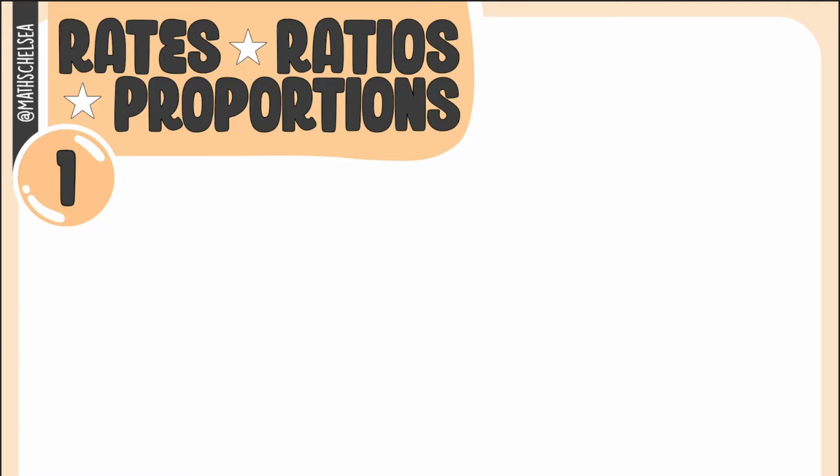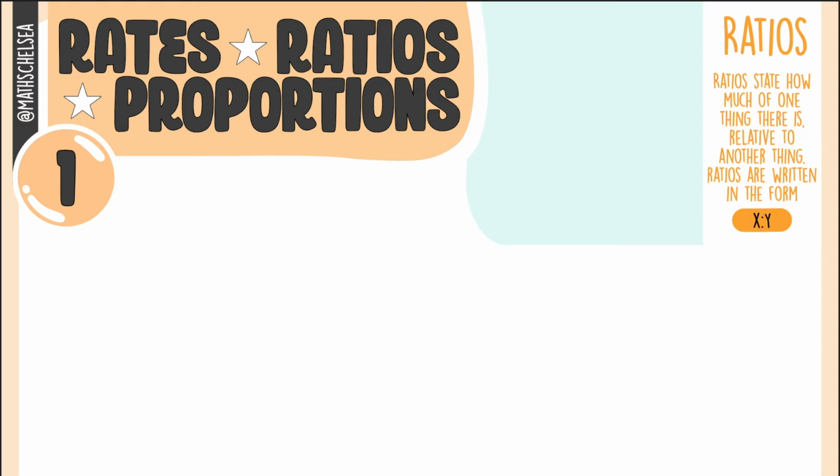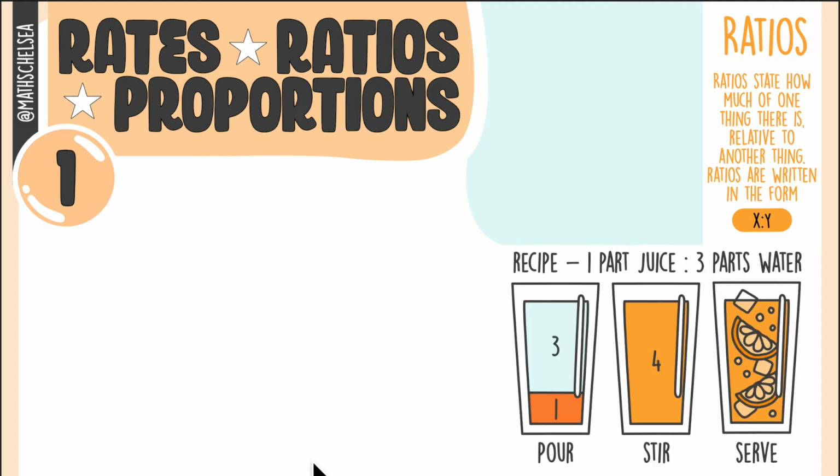Okay, let's get started. Ratios are everywhere. They often describe how much of one thing there is relative to another thing, and they tend to be written in this form, where X is one thing and Y is some other thing. So as an example, when making a glass of dilute juice, the recipe might be 1 part juice to 3 parts water. This as a ratio would be written like this.